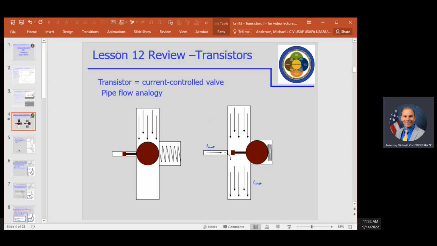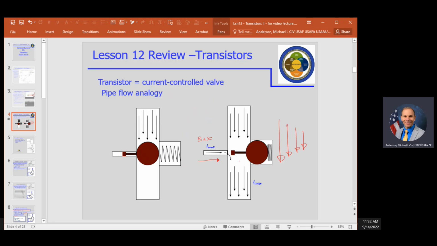Remember, we describe it as a current amplifier, and using our fluid flow analogy, we can say a small flow of fluid into the base controls a much larger flow of fluid through the main device. So we want to use this small base to control a much larger flow.